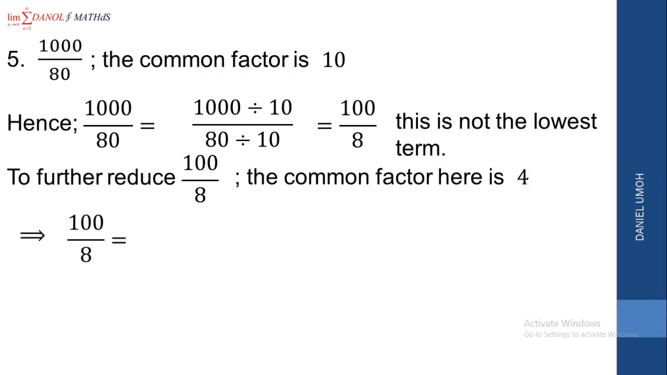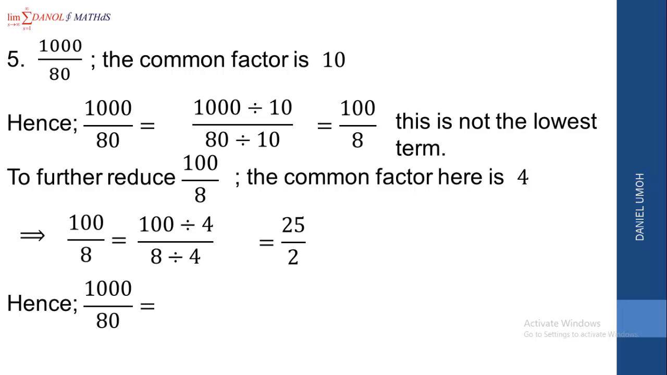So you can see that 100 over 8 is now equal to 100 divided by 4 all over 8 divided by 4. 100 divided by 4 gives us 25. Then 8 divided by 4 gives us what? 2. Now if you check it out, 25 over 2 is the lowest term. It cannot be further reduced again. Hence, we can say that 1000 all over 80 is equal to what? 25 over 2. That is the lowest term. That means they are equivalent.